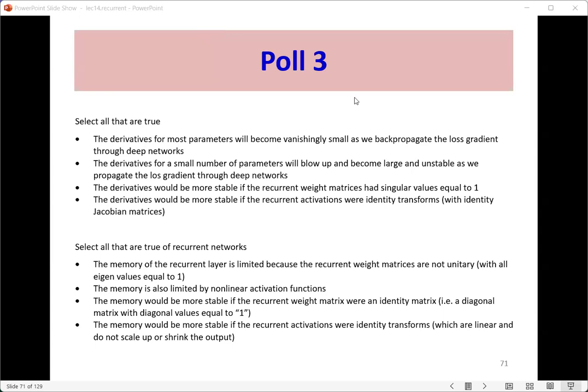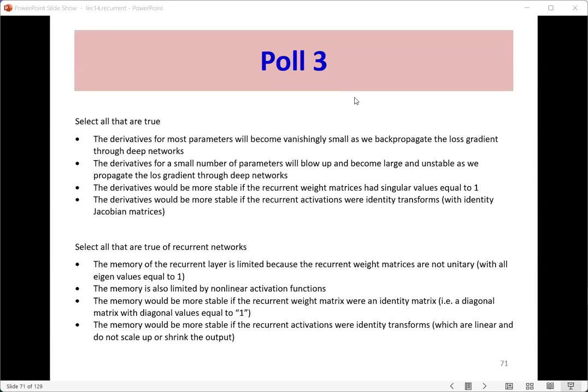For the first poll, the derivatives for most parameters will become vanishingly small as we backpropagate the loss gradient through deep networks. True or false? Second one, the derivatives for a small number will blow up and become large and unstable. True or false?